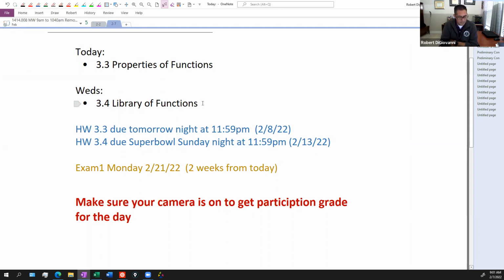The homework for today's class will be due tomorrow night, so before class next time. And the 3.4 homework will not be due until Sunday night at 11:59. But remember, Sunday is Super Bowl Sunday, so you might want to take care of that before Sunday. That's totally up to you. Our first exam is 2 weeks from today. We'll talk more about that probably next week.